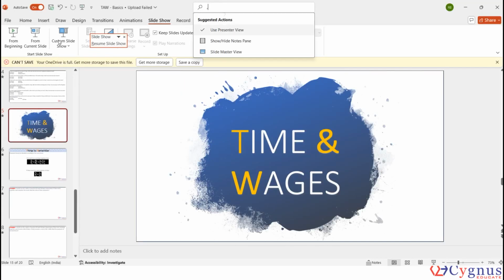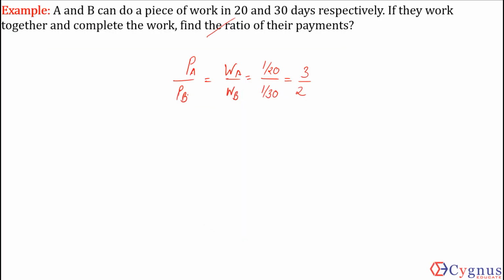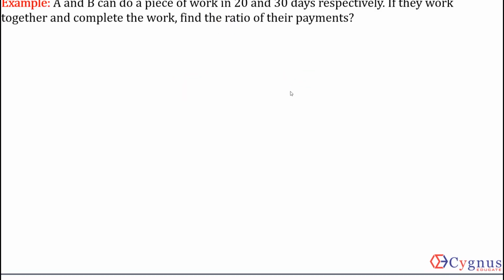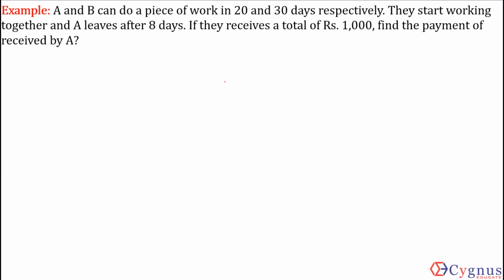And I knew it. A takes less number of days. That's why the payment received by A will be more than payment received by B. So I'll divide that amount in the ratio of 3 is to 2. What was the same here? The working time was the same. Now let's look at one more question.